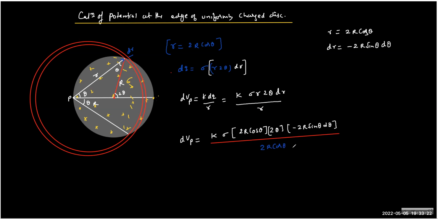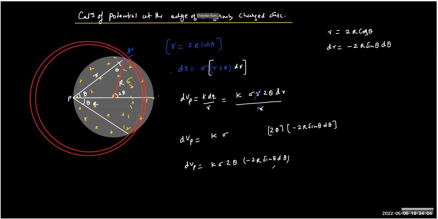So we could have cancelled that r and r in the numerator and denominator. Sorry, I didn't see that. Yeah, this will cancel out. So in fact, we need not even write these two terms. This term is not required. Okay, fine. So what are we left with then? We are left with dVp equals K sigma 2 theta minus 2R sin theta d theta, right? Yes, sir.